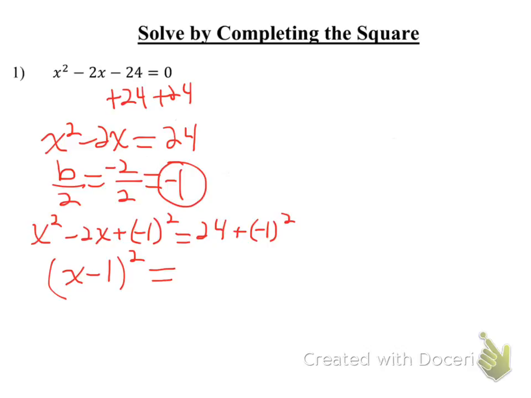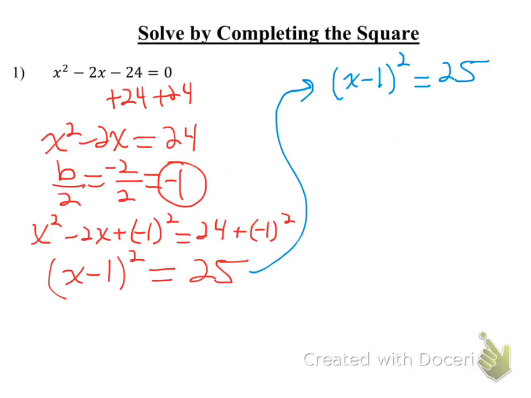So now let's just clean up the right side. Well, I know negative 1 squared is just 1, so 24 plus 1 is 25. So now we have it in a form where we should know where to go from here. Now we can take the square root of each side. So we completed the square by adding this negative 1 squared to each side, and now we can go with one of the older ways to do this and take the square root of each side once we have it in this form.